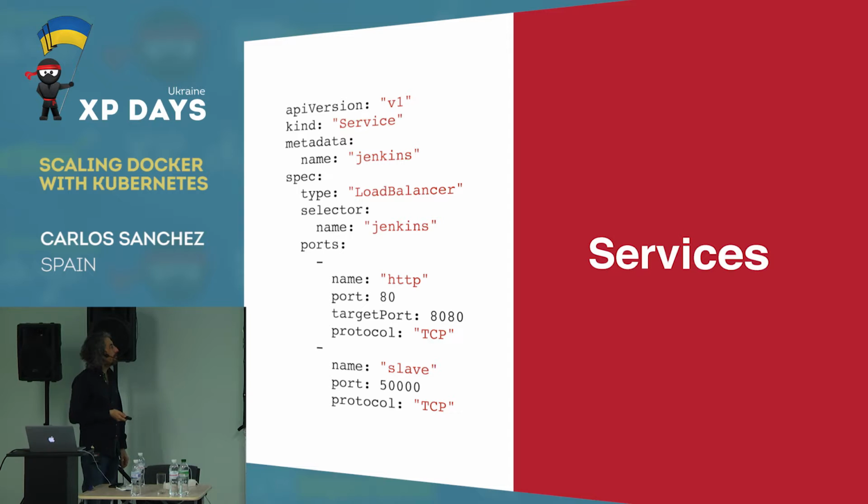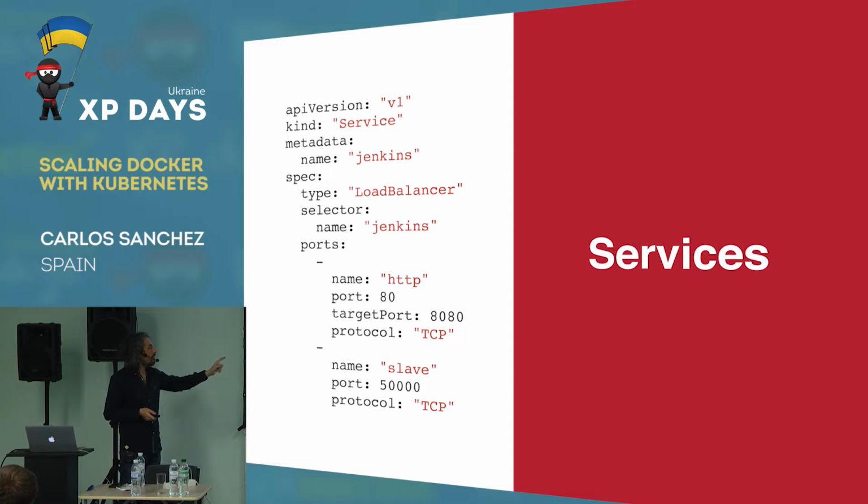And how do you define it? You have three types of services. The load balancer one is the one that will create the external public facing IP, if the provider supports it. So I'm saying here, expose the port 80 publicly and point it to the port 8080 of the containers, because the Jenkins image exposes 8080 by default. And the port 50,000 is the port where slaves connect. So you just have to have it, but it's not very important for the example.